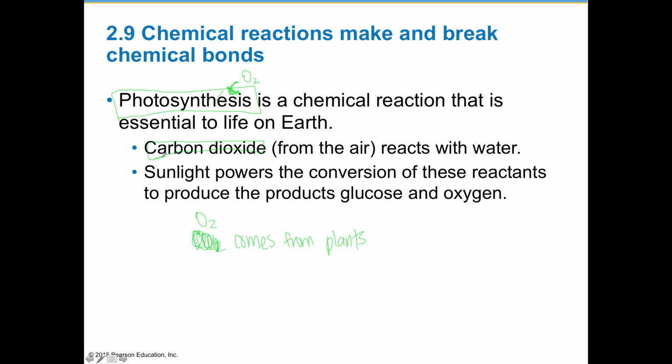Photosynthesis recycles the carbon dioxide that we breathe out. So we breathe out carbon dioxide, and the plants are able to take it in with water and sunlight and produce glucose and oxygen. Remember, glucose is the food for the plant.